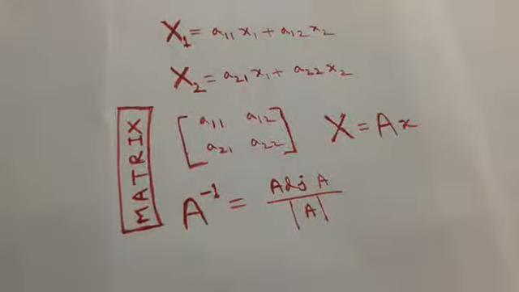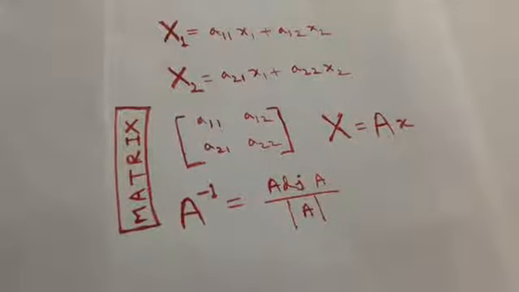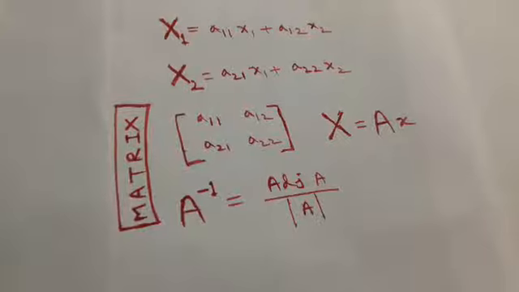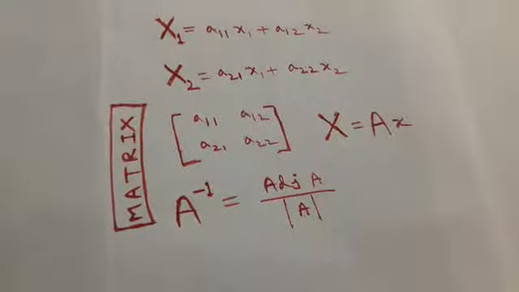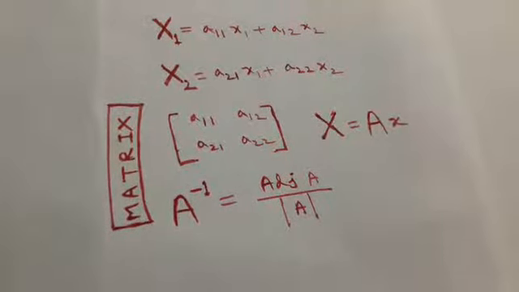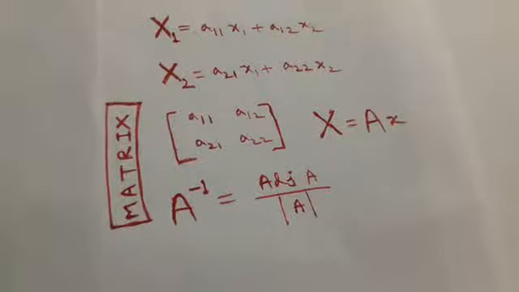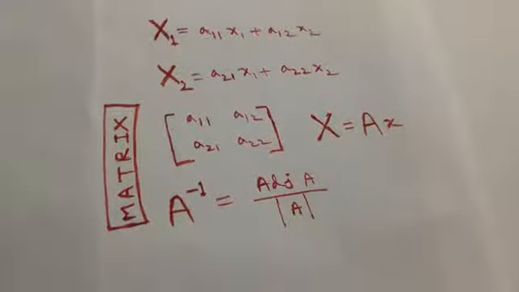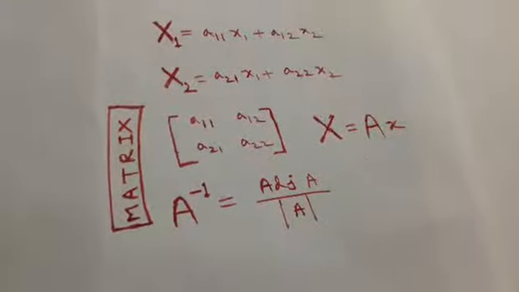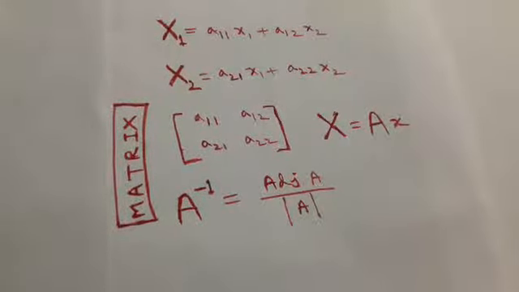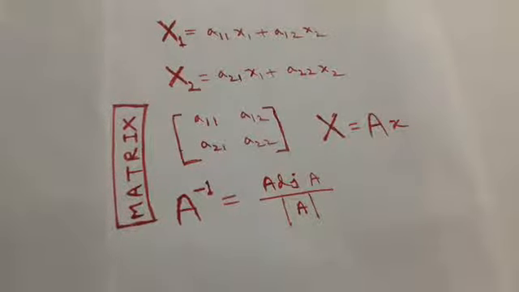Now we discuss how to calculate the inverse of a matrix. For this, we first need to calculate the adjoint of a matrix. To calculate the adjoint, we need the concept of cofactor. What is a cofactor? A minor with the proper sign is called a cofactor. We first calculate the cofactors, then we calculate the adjoint of the matrix, and after that we calculate the inverse of the matrix.